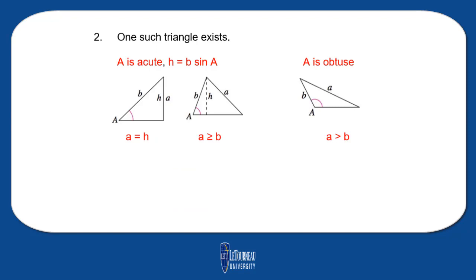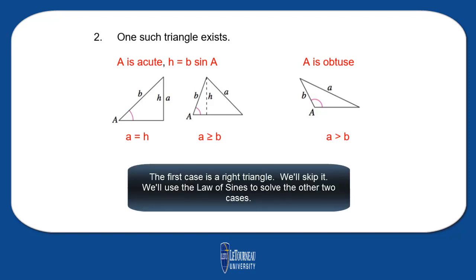Right? One such triangle exists. A is acute, h equals b sine of A. All right, the first situation is a right triangle. We'll skip it. We'll use the law of sines to solve the other two cases.